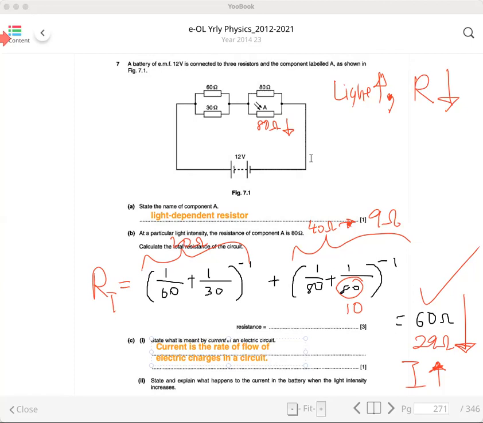Okay, why is that so? V equal to Ri. Your V is fixed. When your R drop, your I will increase to maintain the fixed V. Is that clear? Okay, so for part 2, when the light intensity increases, the resistance will decrease, the total resistance will decrease, and the current will increase.